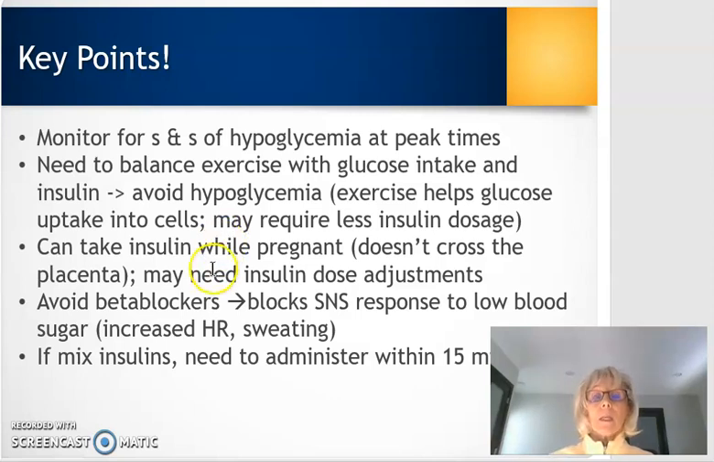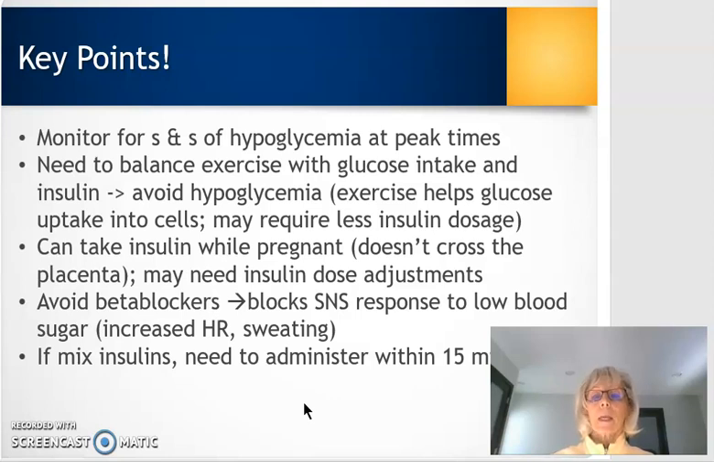Okay? You can take insulin while pregnant. It does not cross the placenta, and we need to keep mom's blood sugar within normal. But we have to realize that we might need to adjust those doses. For drugs, the biggest one is beta blockers, because they block that sympathetic response to low blood sugar. So it kind of negates the person who is hypoglycemic knowing that he or she is hypoglycemic. So it's important that we avoid beta blockers.